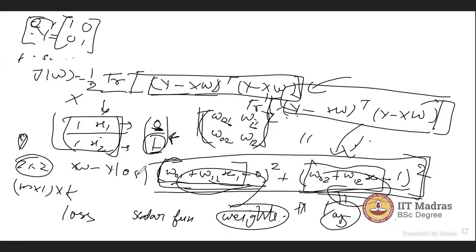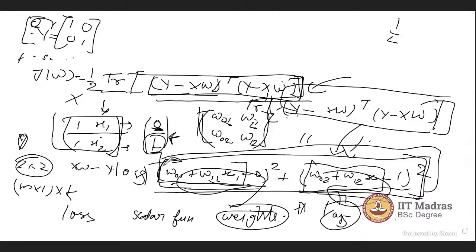So I'm saying just find out what this matrix gives and find out the trace. So the trace of this matrix will be this. So the loss is defined by the trace of this matrix, not the matrix itself. Does it make sense?